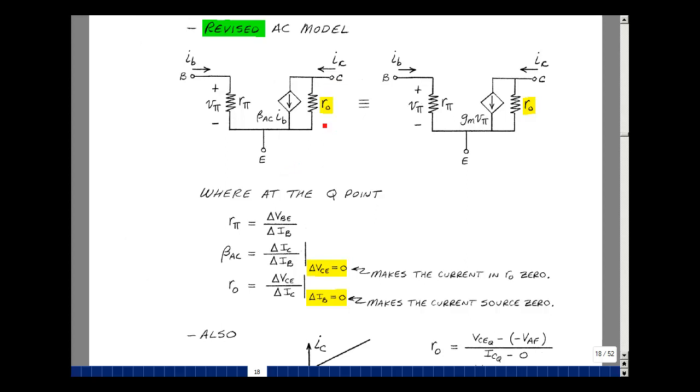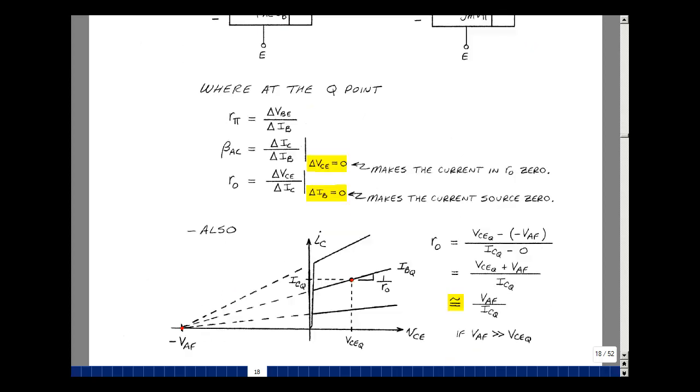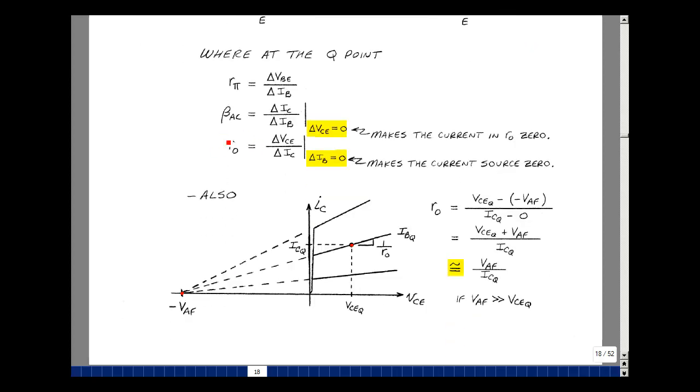Likewise, to find R0, if I could make this 0, I could do that by making this have a change of 0. Make the change in IB 0, then I'll have no current here, and the ratio of this change in voltage to this change in current would just be R0. And I can also measure the value of R0 by looking at the curve and actually taking a rise over a run to calculate the reciprocal of R0. If we take an operating point, we have a value of the collector emitter voltage at the Q point, but we also have the early voltage with a negative of it here as the focal point. I've got a triangle here.